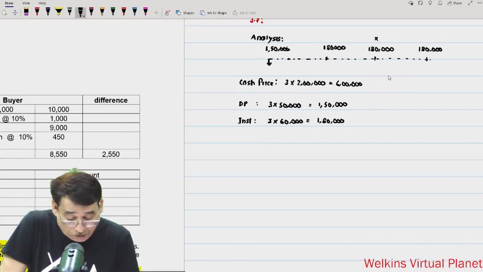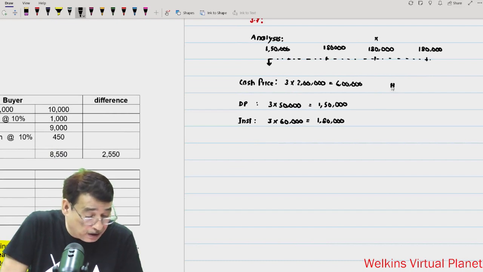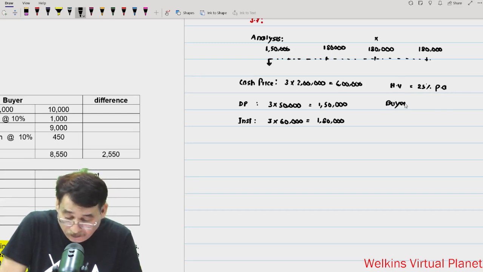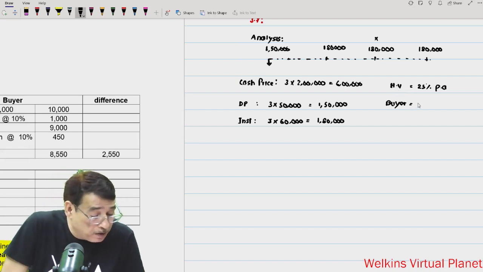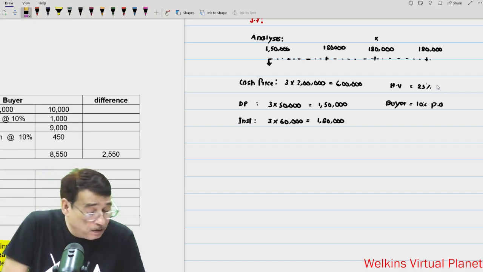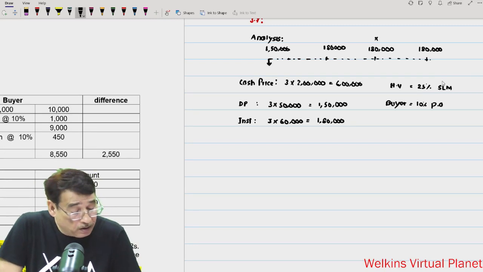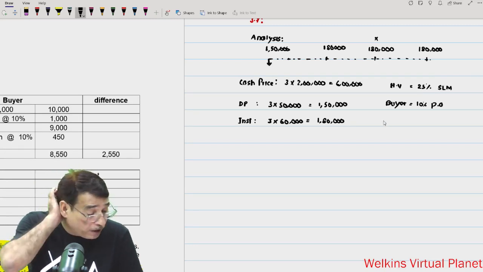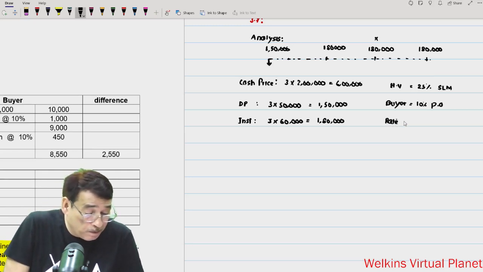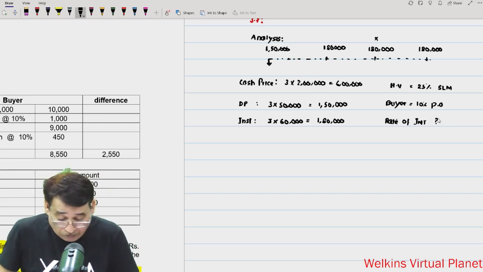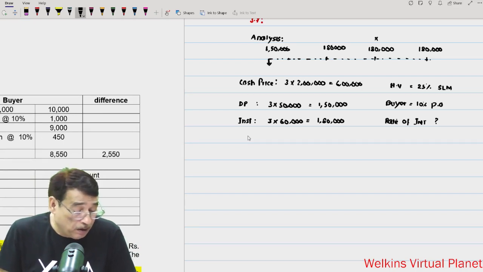Now, in this question, it was also given that as far as the hire vendor is concerned, his rate of depreciation is 25% per annum. And as far as the buyer is concerned, what was the buyer's rate of depreciation? I think it was 10% per annum. Sorry, the rate of depreciation of the hire vendor is on a straight line method basis, SLM basis. It was given in the question. And what else was given? So far, we haven't talked about the rate of interest. I don't think the rate of interest is given in this question. So the rate of interest once again is missing. That is a bit of a problem for us.